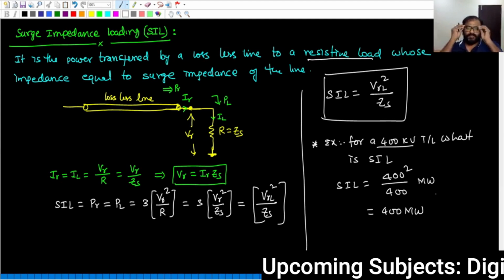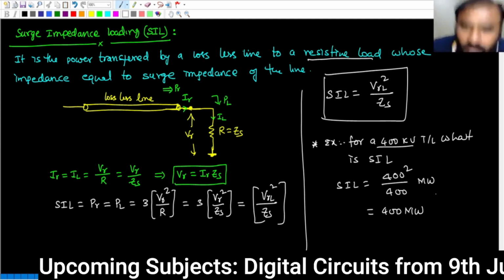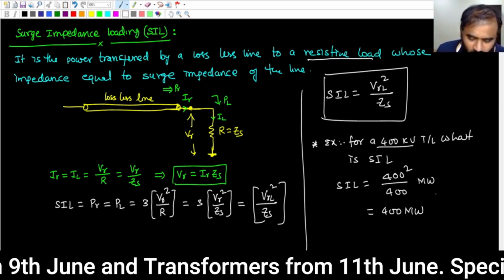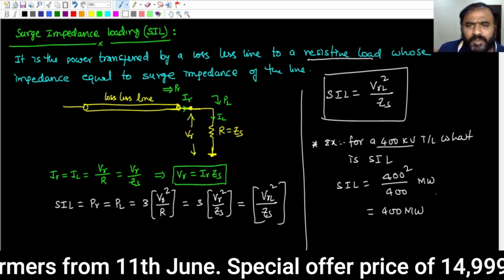Clear? Understand? Okay. So that's about surge impedance loading. So that's the formula for surge impedance loading. Now we will write some important conclusions.